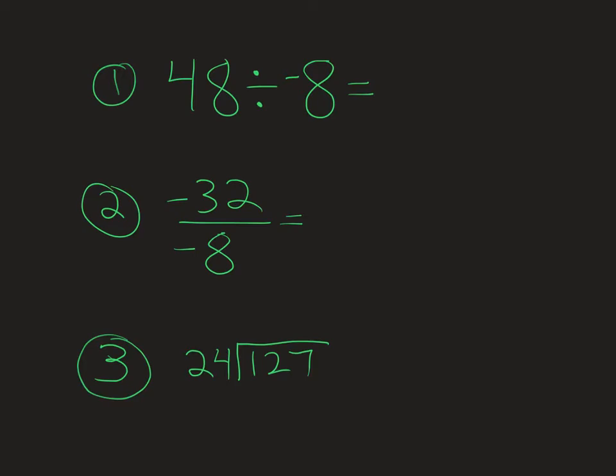All right, here we go. Single negative goes to the answer, simple as that. 48 divided by 8, 6. Second one, pairs of negatives cancel.